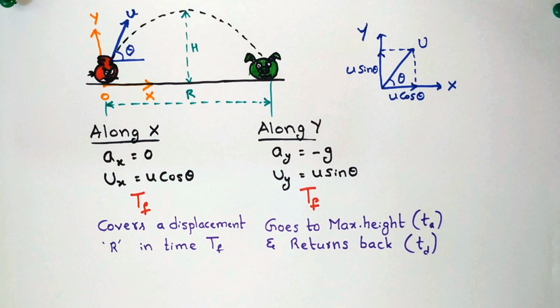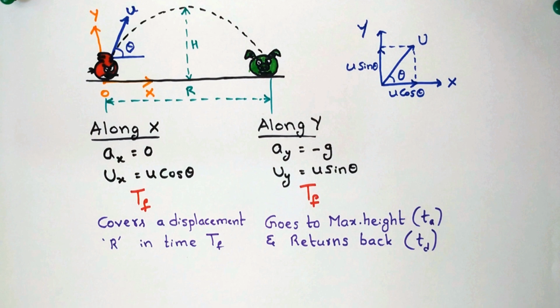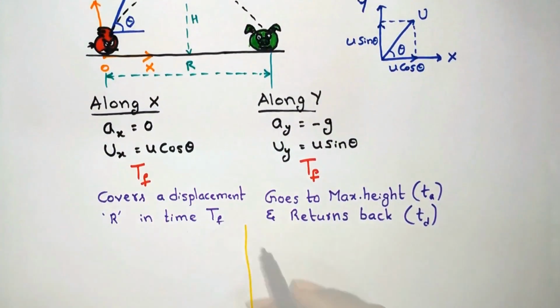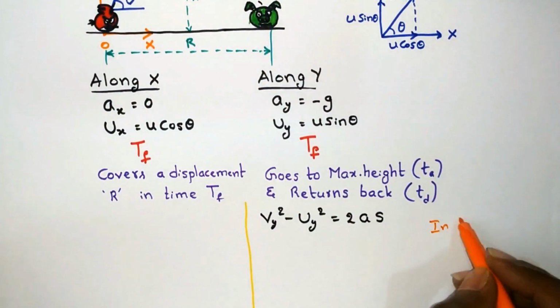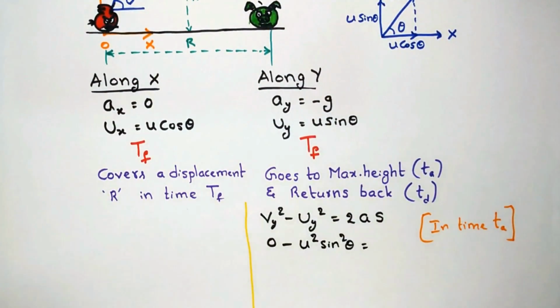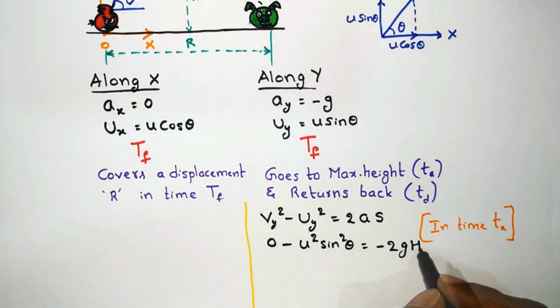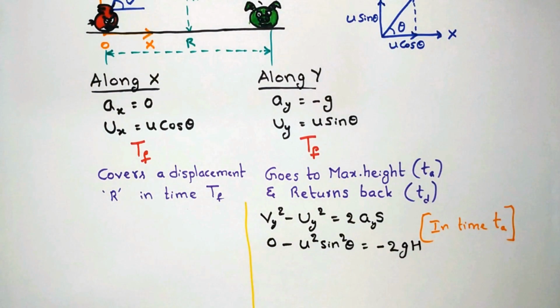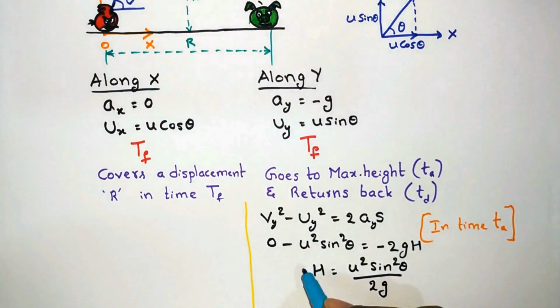So now we can apply equations of motion on this projectile, and if you don't know about equations of motion, please check out my previous video and the link is in the description. So along the y-axis in time interval Ta, it reaches a maximum height, so Vy is equal to 0 and the displacement will be equal to the maximum height h. Thus, we can find the maximum height reached by the projectile as u square sin square theta by 2g.